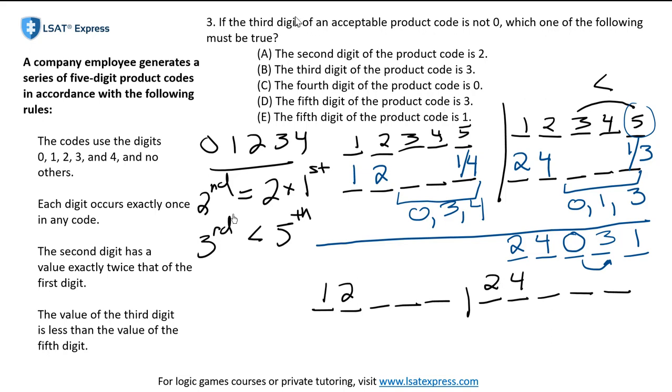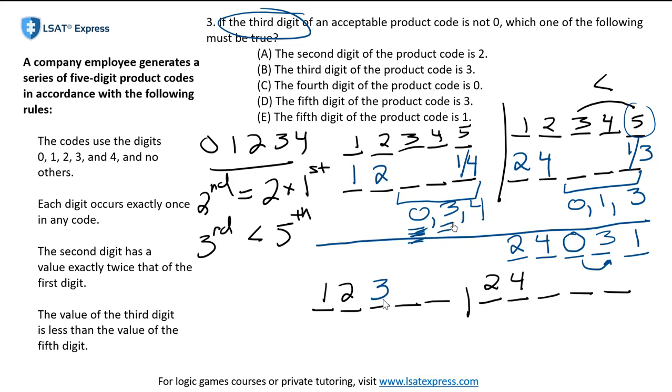The 3rd digit is not 0. Okay, they talk about the 3rd digit. So let's see, are there any rules on the 3rd digit? Yes, as we know very well by now, whichever item is 3rd is a smaller number than whoever is 5th. So in scenario 1, if the 3rd item is not 0, then it has to be what? It has to be 3.